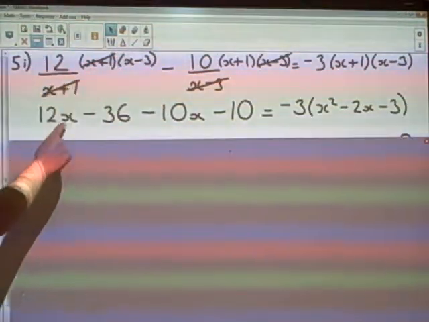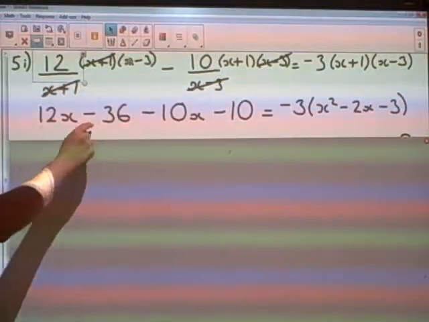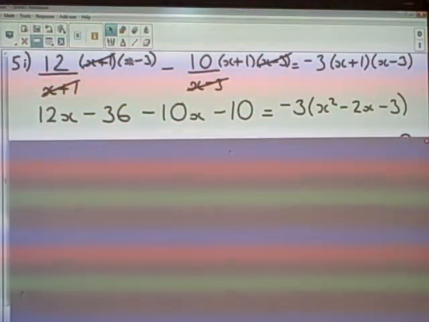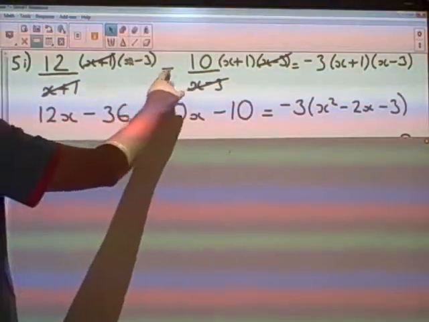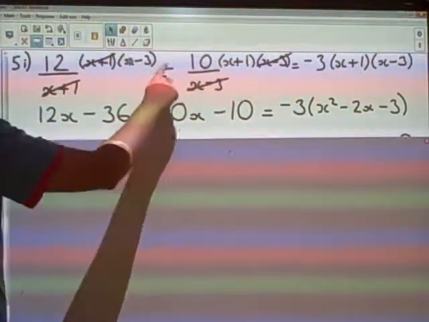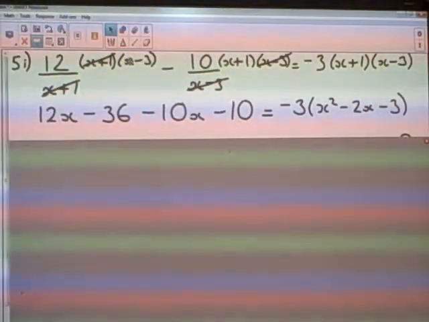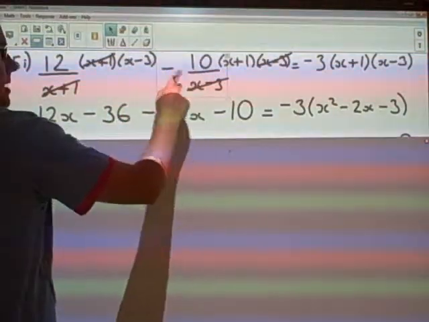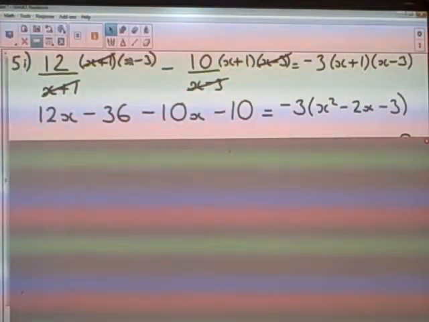So 12 times x is 12x, 12 times negative 3 is negative 36. We've got to be very careful on this next step here because we've got a negative here and we're also going to distribute. So negative 10 times x is negative 10x, and negative 10 times 1 is negative 10.